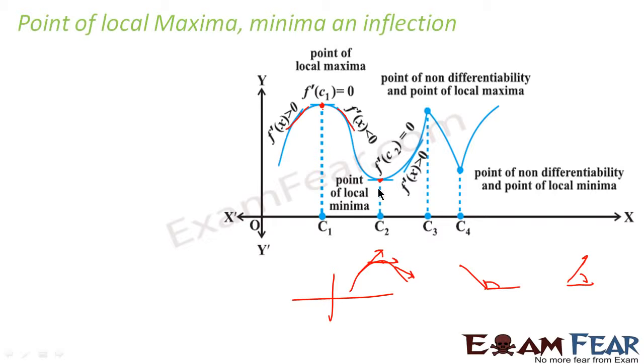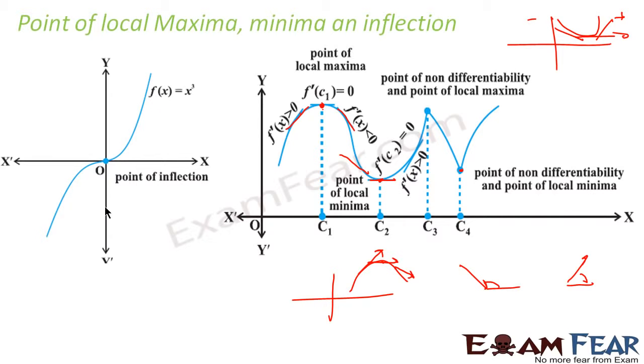Other way around, if you see here also, f dash C2 is 0, but if you take a point just after C2, the slope is positive, and just before C2, the slope is negative. So if you have this kind of figure, slope is 0, slope is negative, slope is positive, right? So in that case, you can see that this is the point of local minimum. And this is again, if you see, a point which is non-differentiable. Non-differentiable points can also have a maximum or minimum. So all these points are here.